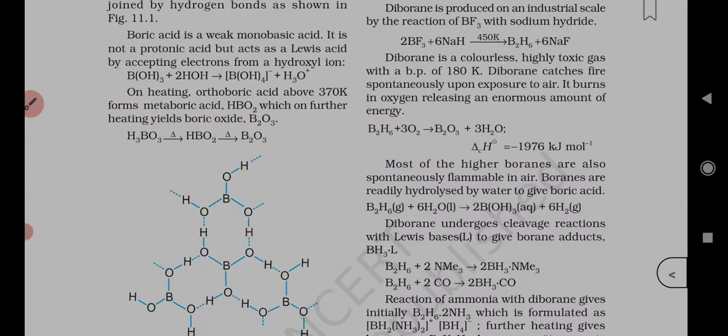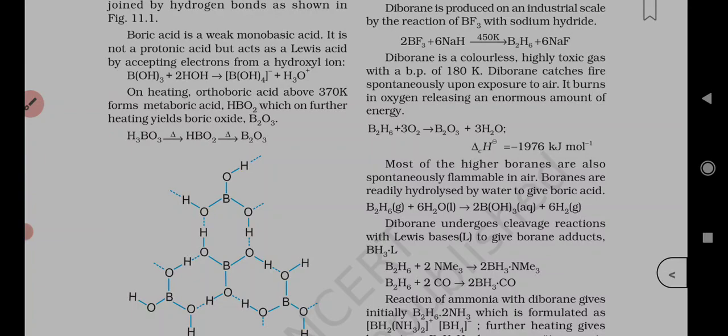Borazine is B3N3H6, known as inorganic benzene, in view of its ring structure with alternate BH and NH groups. So further heating, it gives borazine B3N3H6. Borazine, inorganic benzene, is planar. Its hybridization is sp2. It is polar. It is soluble in water.